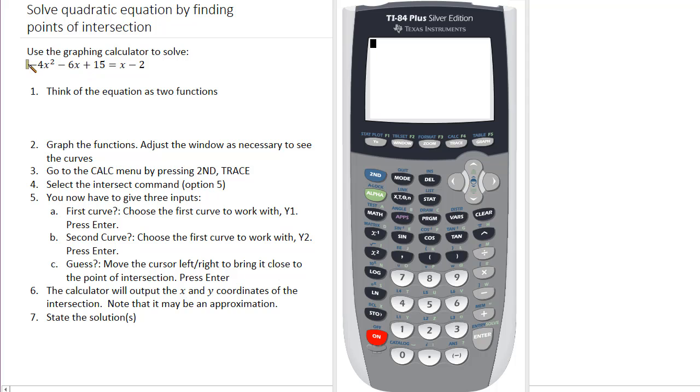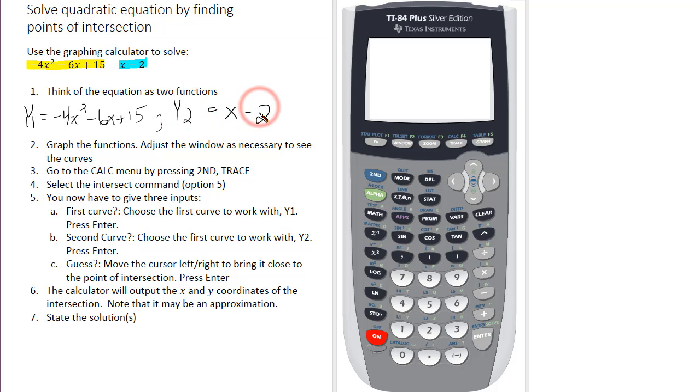I'm going to sort of break it up. I'm going to think of the left-hand side, the negative 4x squared minus 6x plus 15, as my y1. So I'll think of y1 as being negative 4x squared minus 6x plus 15. And then I'll think of the x minus 2 as a second function. I'll call it y2. And y2 is equal to x minus 2.